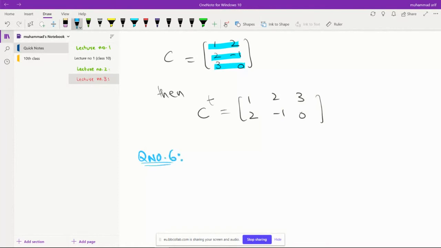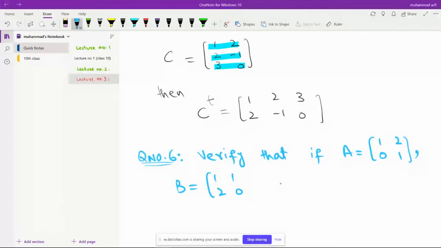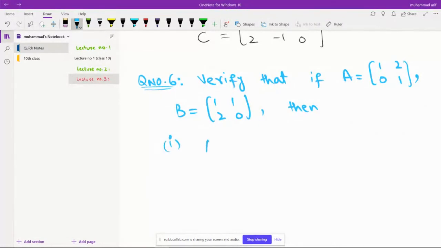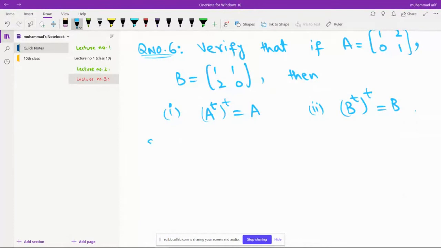In question number 6, verify that if A is equal to [1, 2; 0, 1], B is equal to [1, 1; 2, 0], then the first part is A transpose whole transpose is equal to A. The second part is B transpose whole transpose is equal to B. Now we solve the first part.